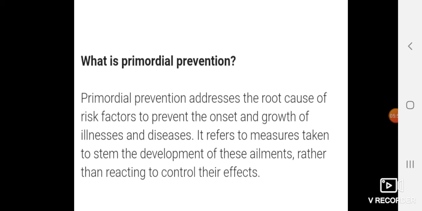Primordial prevention addresses the root cause of risk factors to prevent the onset and growth of illness and disease. It refers to measures taken to stem the development of these elements rather than reacting to control their effect. Please point this out. If you have a book or paper, please note down this point.